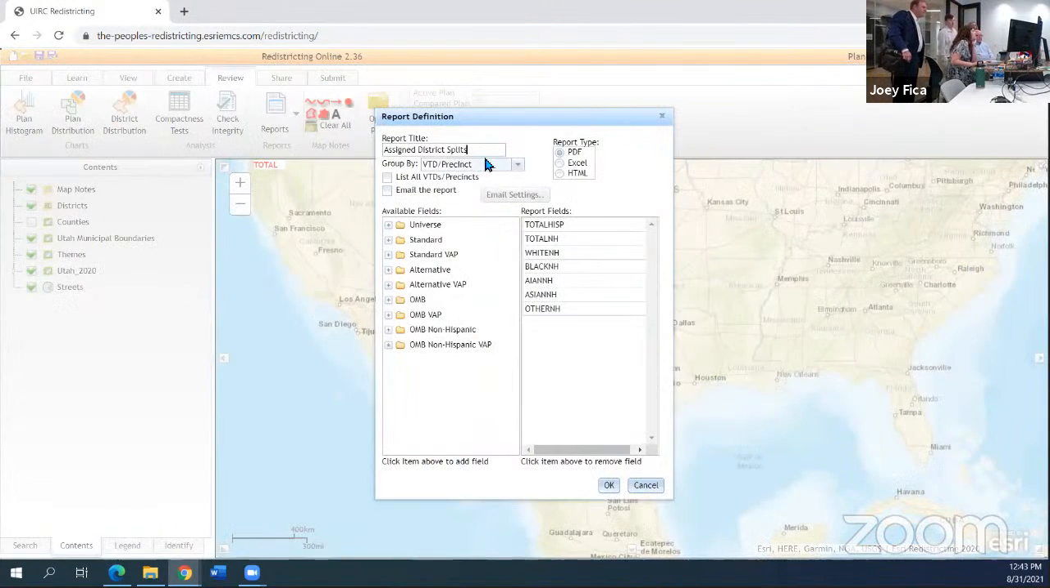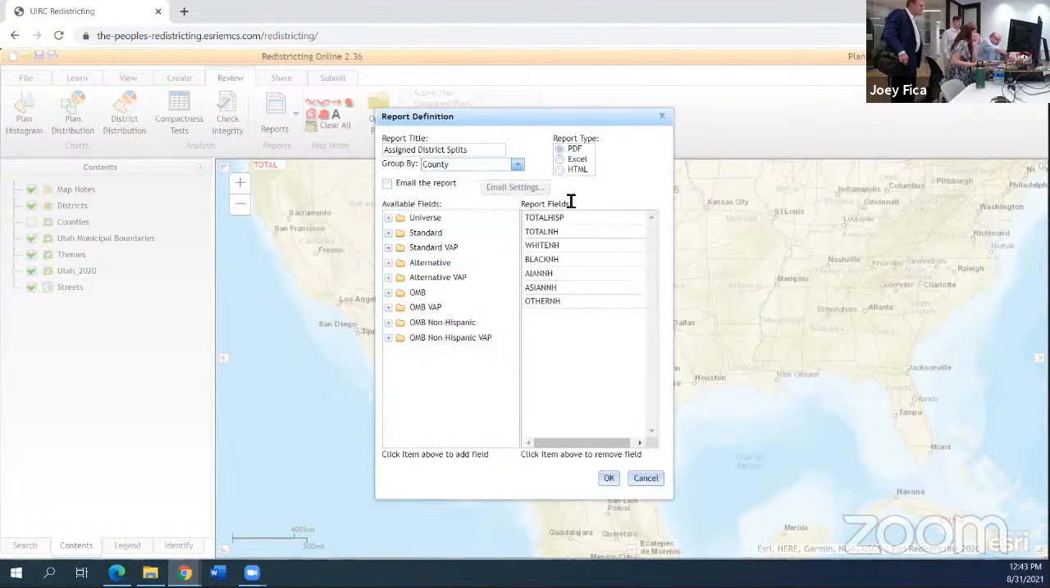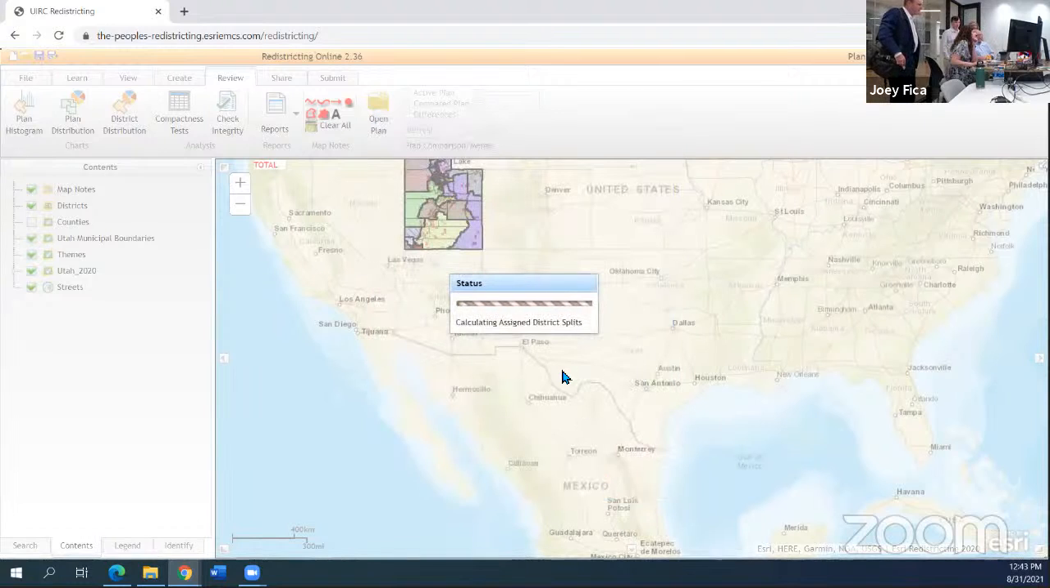So what do you want to look at first, counties or cities? Counties. So counties, right, Commissioner? Yeah, so we're going to look and see what we split. I know Toronto was split and Cash was split.